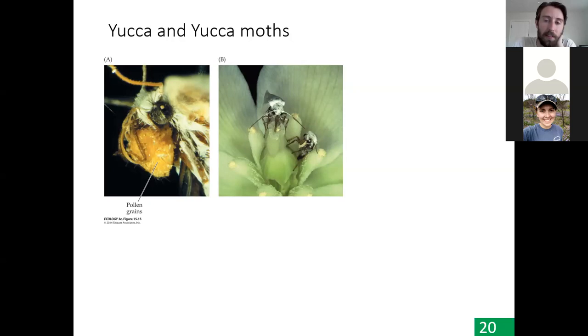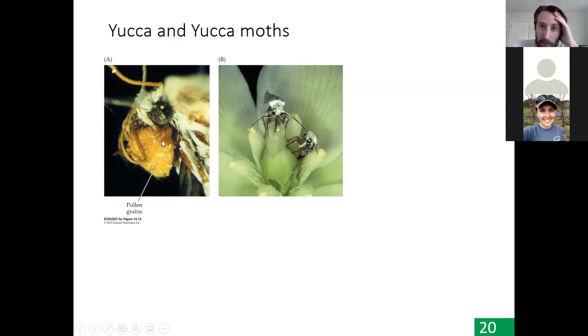And yeah, the yuccas are only pollinated by this group of moths called yucca moths. And you can see that the moths are eating the pollen, so that's kind of the benefit to the adult moths. You can see a moth here that has tons of yucca pollen in its mouth or in its palps right here. And so yeah, the moths are getting that pollen by eating it.